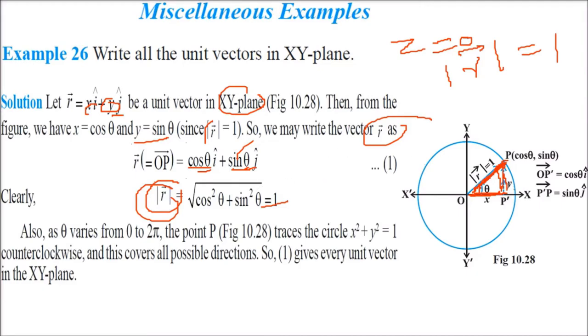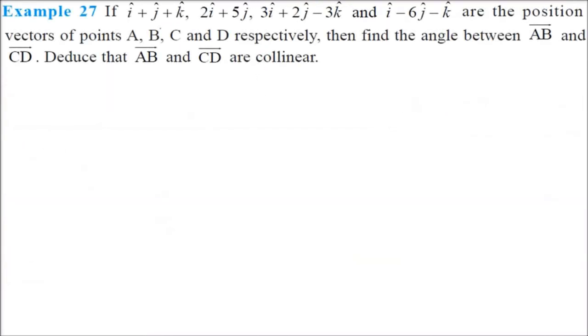One more thing important here is, since theta is starting from 0, it goes up to 360, so 0 to 2 pi. So this P point, which is an imaginary point we are taking, is tracing a circle counterclockwise. And these are all the possible directions which it is covering.